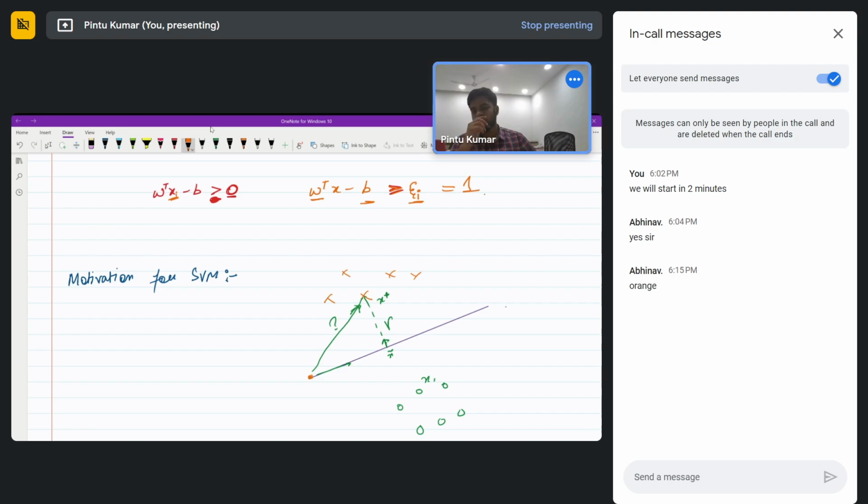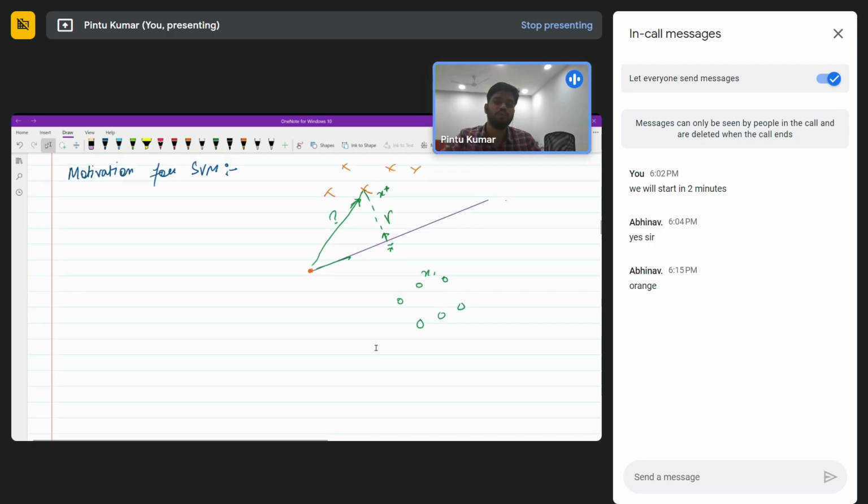Now for SVM, rather than W transpose X minus B greater than or equal to 0, where we classify these points to be of +1 type, and points which satisfy less than or equal to 0 we classify to be of -1 type, what we want is to have 1 here rather than 0. And we can scale it. We had a theorem saying that we can scale it in such a way.